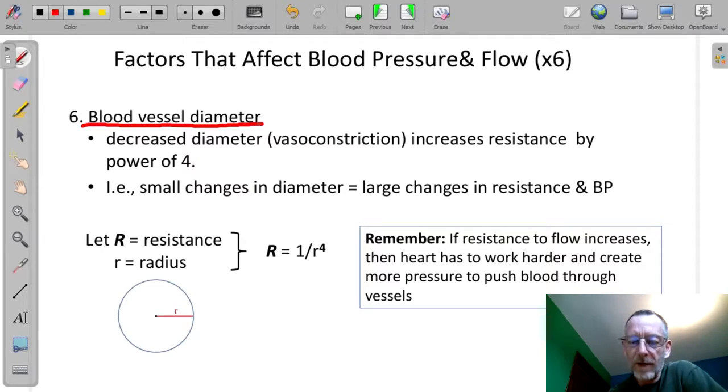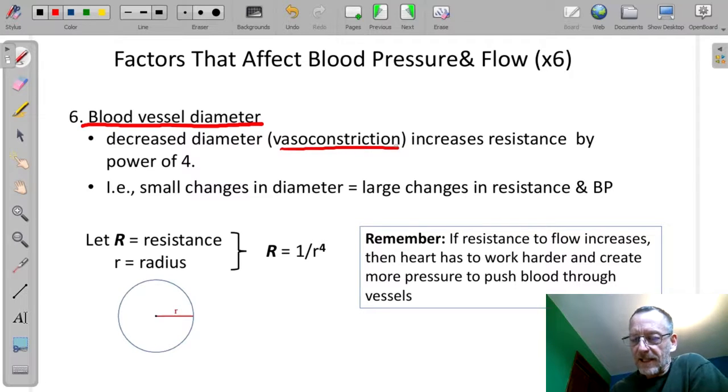So the idea is that as you decrease the diameter, or vasoconstriction, you are literally squeezing the blood. The blood can't go anywhere. It's in a closed vascular system. And if you squeeze the blood vessels, the pressure goes up. Okay. It makes it harder to pump the blood through those compressed blood vessels.